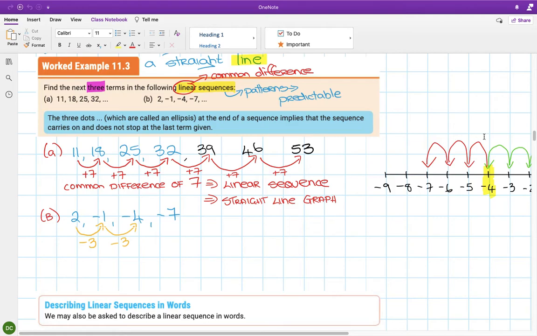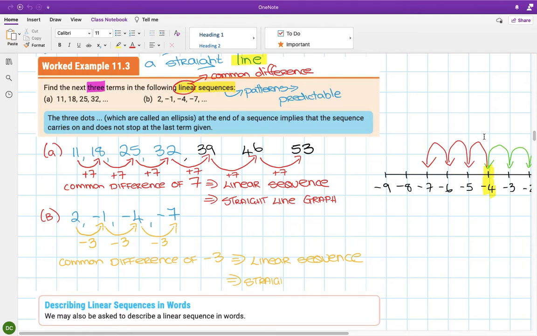So, do we have a common difference? Yes, we do. The common difference here is minus 3. So the sequence is going down and not up. That still means it's a linear sequence. Once you have a common difference, you have a linear sequence. And it still means that I have a straight line graph.